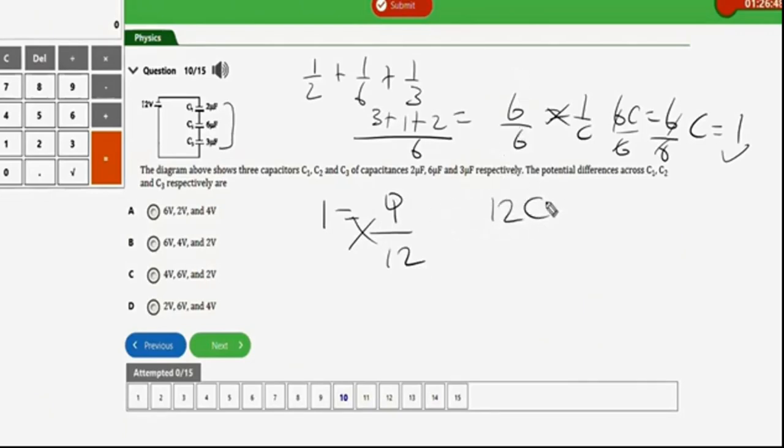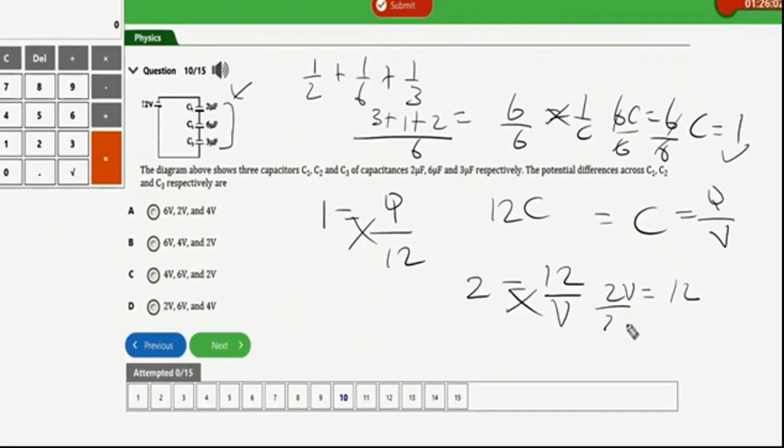So the effective charge will now be 12 coulombs. Now, to get the potential difference respectively across C1, C2, and C3, let's begin with C1. Remember, the conventional formula is capacitance equals charge over voltage. So for the potential difference across C1, our C1 is 2 microfarad, so it gives us 2 equals, now our effective charge is 12 over V. Cross multiply, we're going to have 2V equals 12, divide both sides by 2. So it will give you 6 volts.